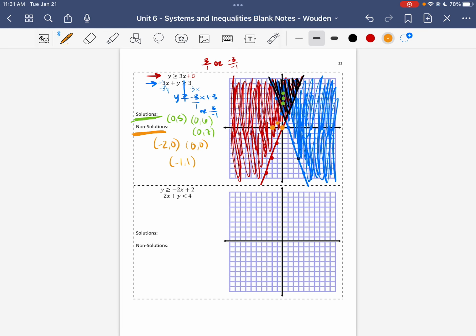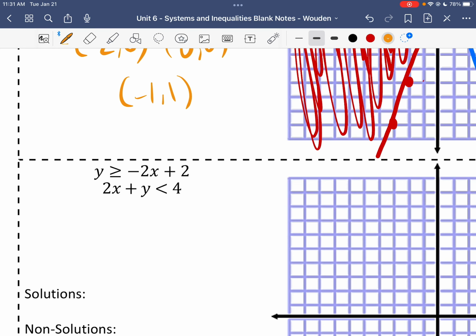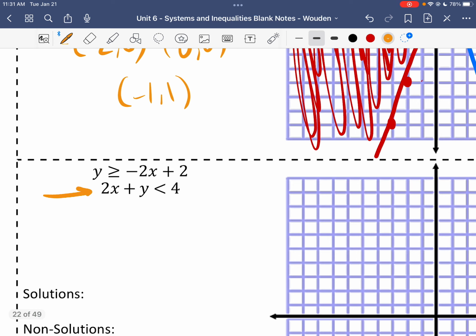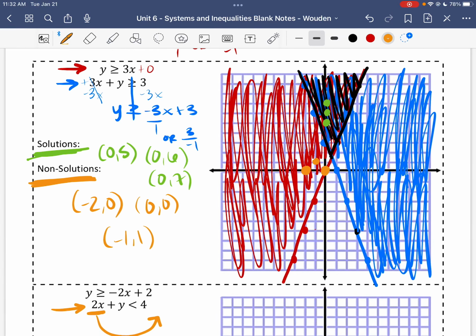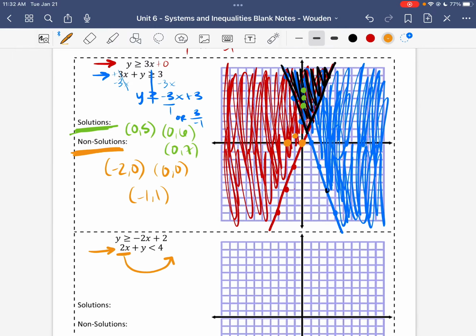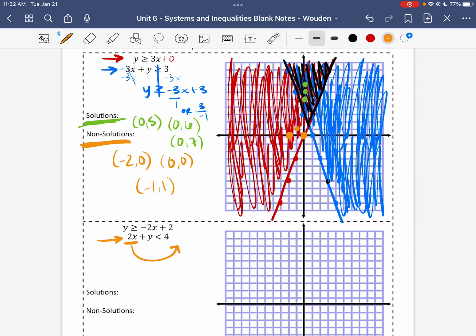So what I want you guys to do is try this question down here. And just keep in mind, this one right here, my y isn't by itself. So you're going to need to move this 2x to the right side, okay? If you're confused how to do that, pause the video, go back to what I just did with this question. How did I move the 3x to the right side? That's what you need to think about. When you get the answer, I want you to check with your neighbor and see if you got the same one. Ready, go.